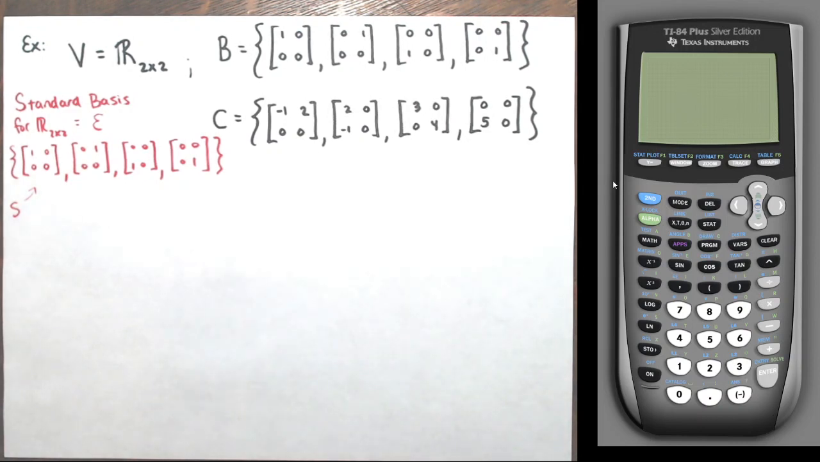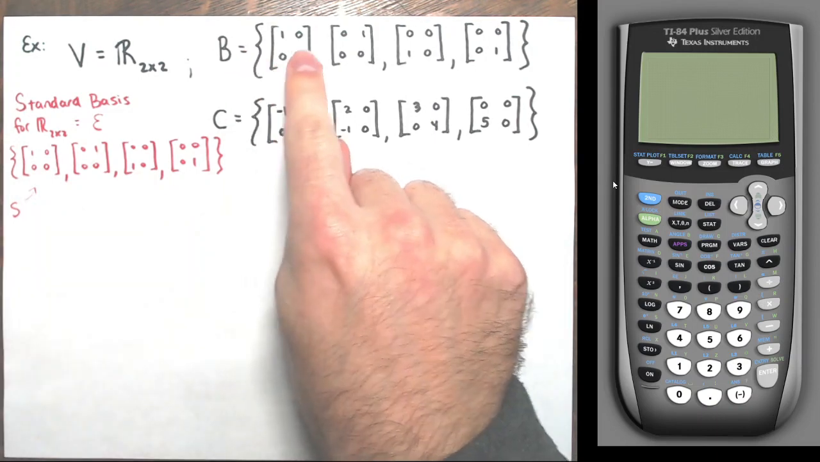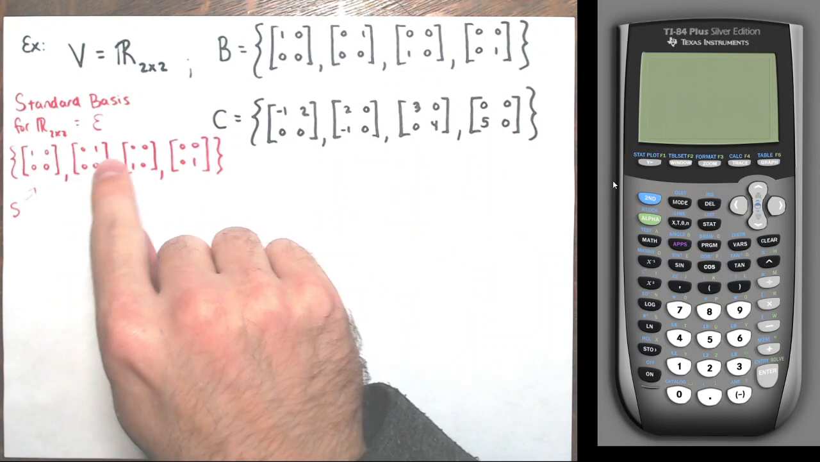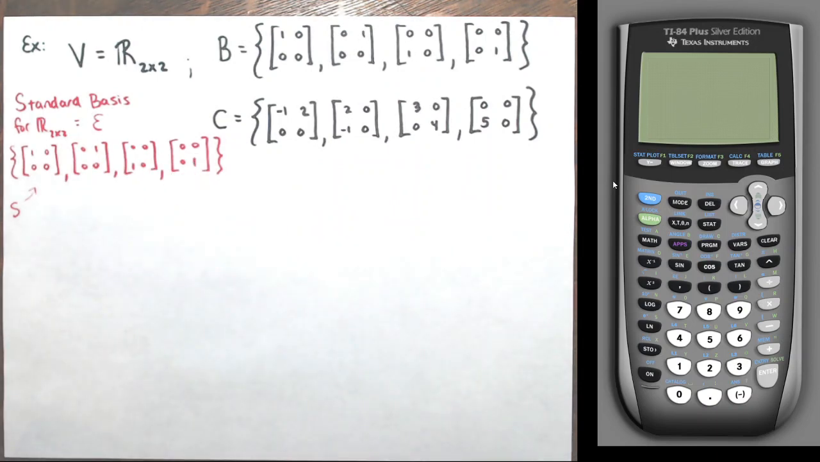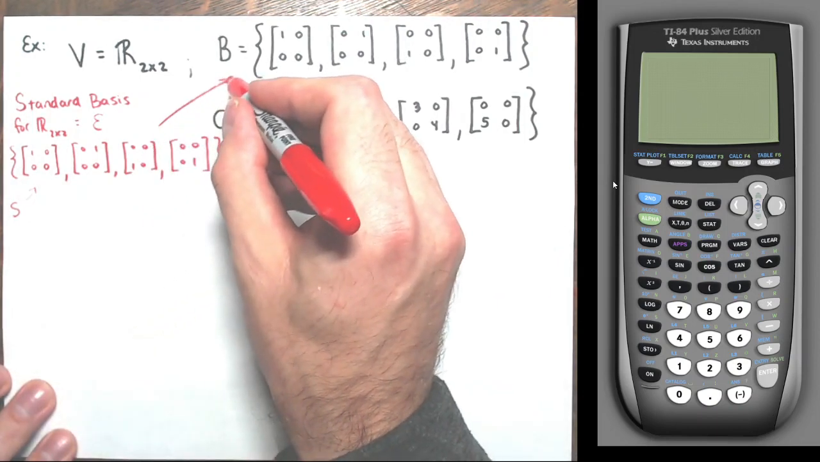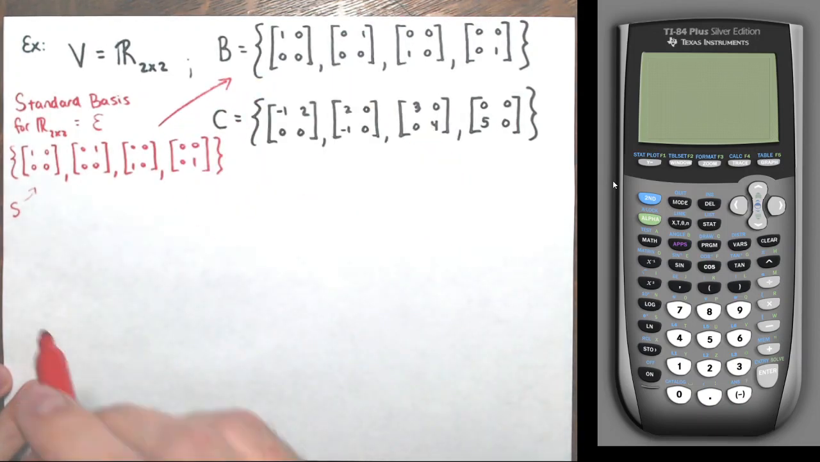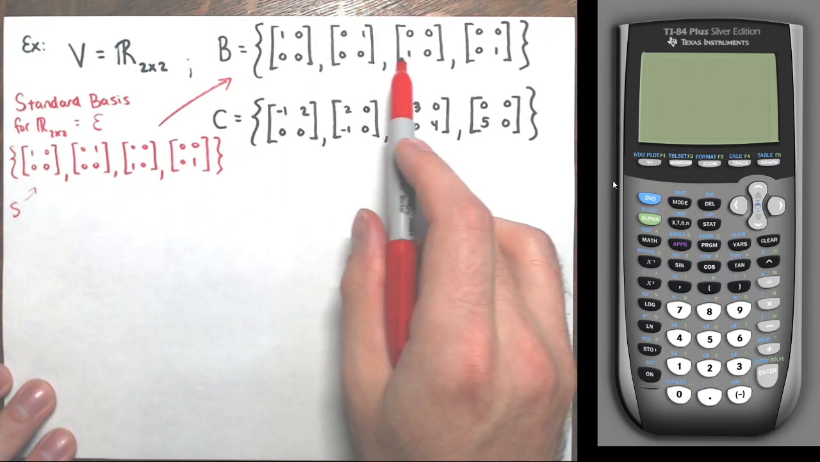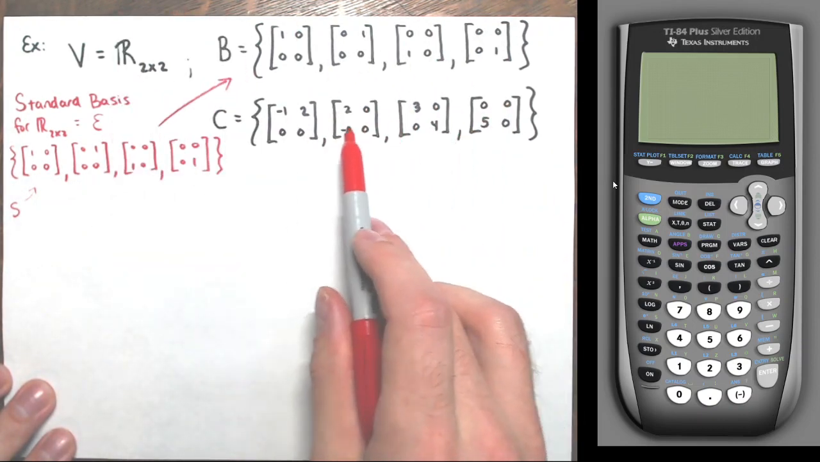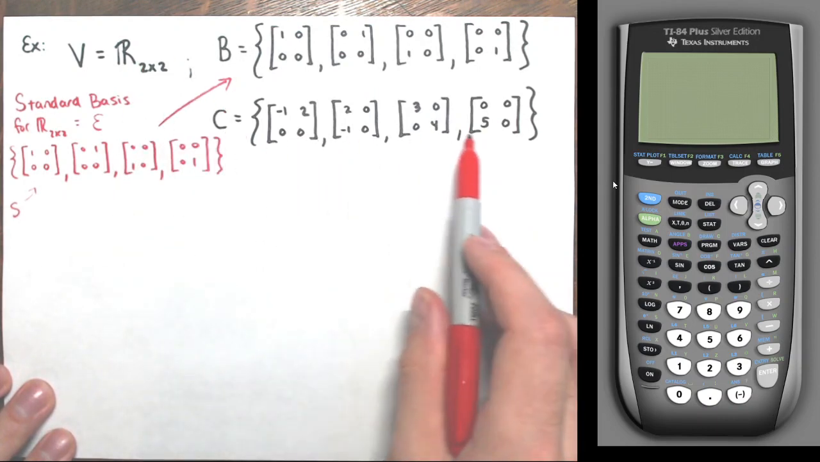So here's one basis, which is the standard basis. I don't know why I wrote it again. Silly me. Okay, so that's just B. I wasn't even looking. All right, so this is the standard basis for R2 by 2. And then we have this other basis, these other 4 vectors that span R2 by 2 and are independent.